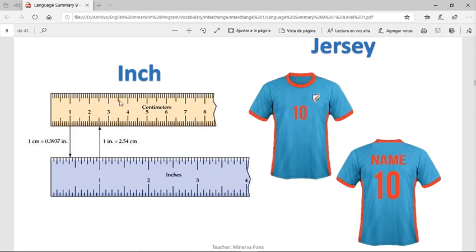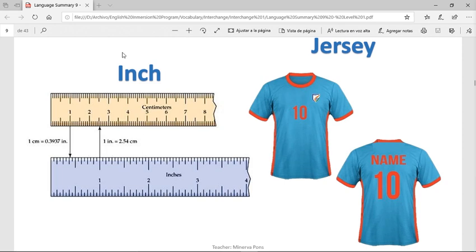Okay, and here we have an inch. There are two different measure systems. We have the imperial system, which is the one that uses inches, and we have the metric system, which is the one that uses centimeters. Basically, 1 inch is the same as 2.54 centimeters, and you can say it the other way around. 1 centimeter is 0.3937 inches.